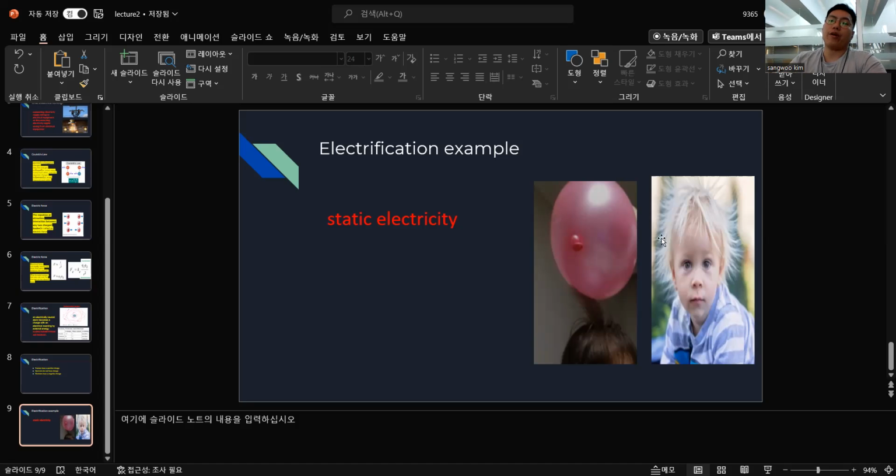Another example is a balloon and our hair. You guys already know this concept, right? It's the same thing. Between them there's actually no electrical power at first. But when I rub the balloon like this, our hair comes up toward the balloon. Then we say this is an electrification example. Today's lecture is done. Thank you.